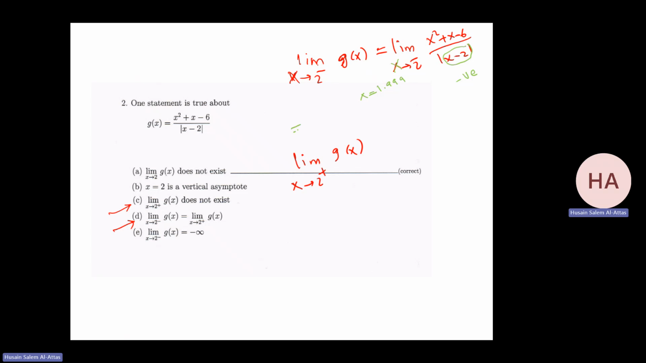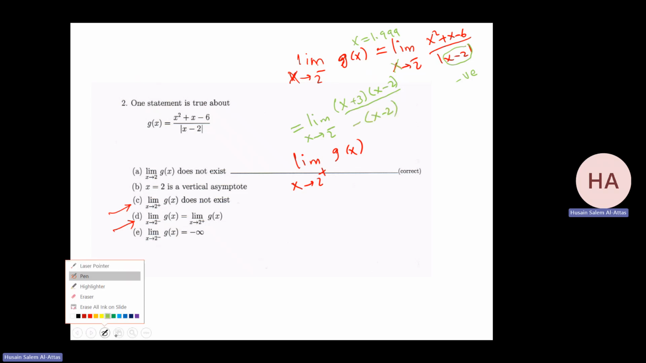So when I get rid of the absolute value, let me write x here. 2 from left, so I take 1.99. I don't want to go far. So I can factor the numerator. It will be x plus 3, x minus 2, over this one. Since it's negative, when I take it out, I have minus x minus 2.